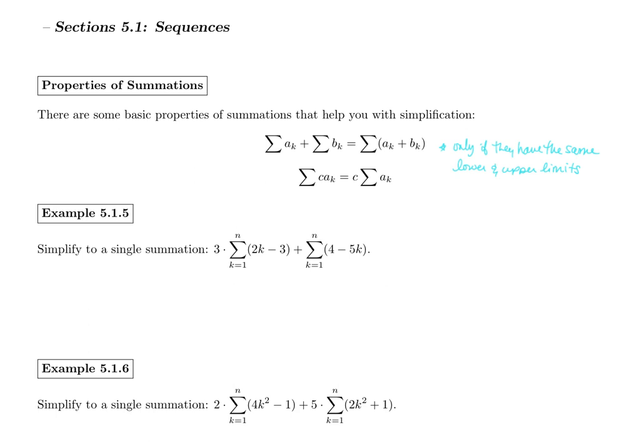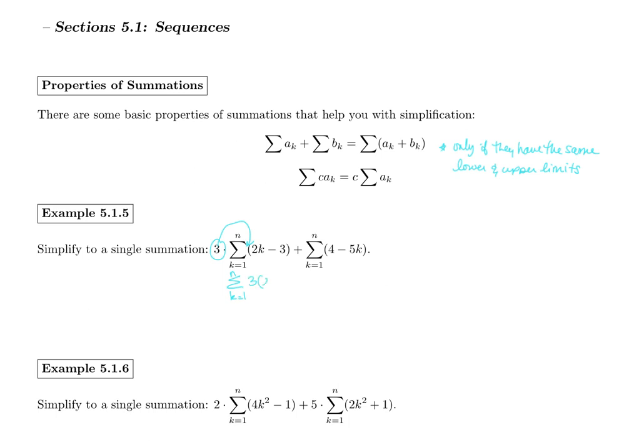Well, in example 5.1.5, I asked you to simplify to a single summation 3 times the sum from k equals 1 to n of 2k minus 3 plus the sum from k equals 1 to n of 4 minus 5k. So all we're really doing is using some of these properties in reverse. So we're going to take this 3, bring it back in, and then we'll be able to add up the two sums because they have the same lower and upper limits. They both go from k equals 1 to n.